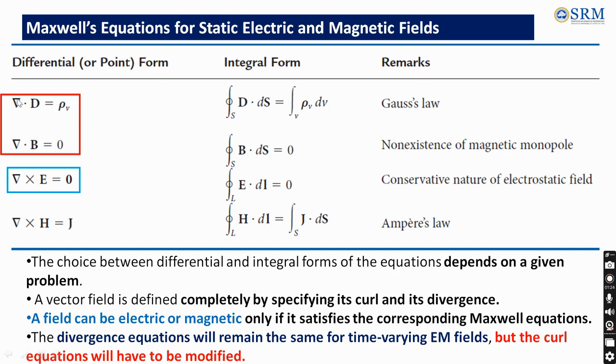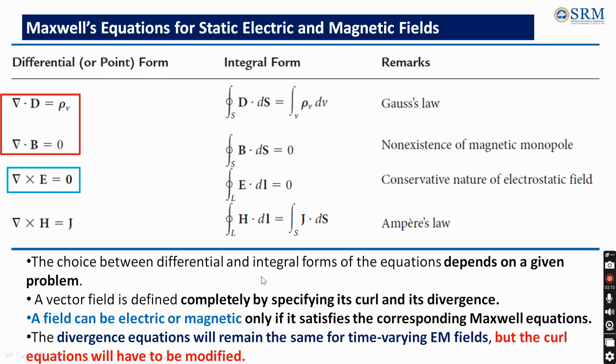Here, if you observe, the divergence has to be represented by the closed surface integral of the vector, and it should relate to the volume integral of the other side of the equation. So the surface integral of D dot dS is equal to the volume integral of rho v dv. Whereas for B, the closed surface integral is going to be 0. For the curl, we have to take the closed line integral of the same vector, and on the right hand side, the open surface integral. Here it is 0, and in Ampere's law, you can see the closed line integral of H dot dl is equal to the open surface integral of the current density J dot dS.